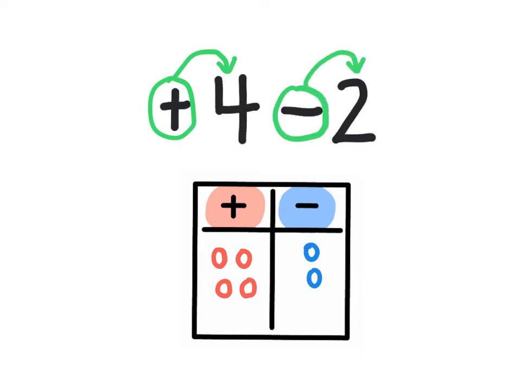So when we look at this, we can decide how we can create some zero pairs if it's possible. Since this positive and this negative would make a zero pair, and this one would also make a zero pair, we can conclude that the positive team is going to win by 2 in this case. So the answer to positive 4 subtract 2 is positive 2.